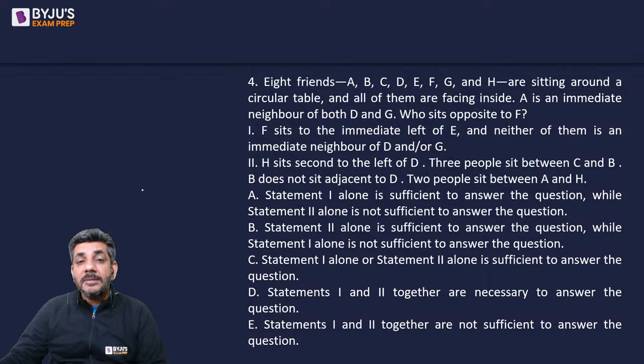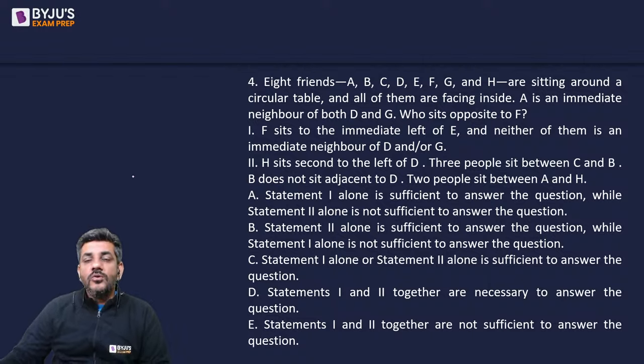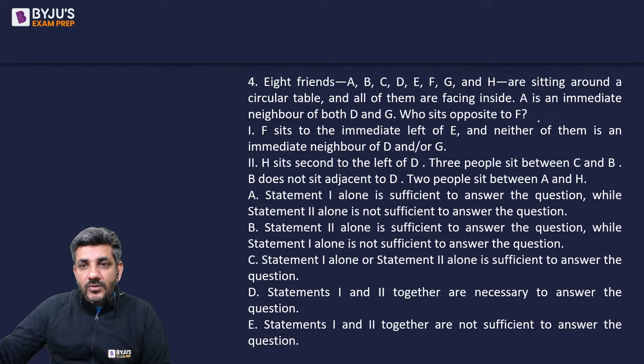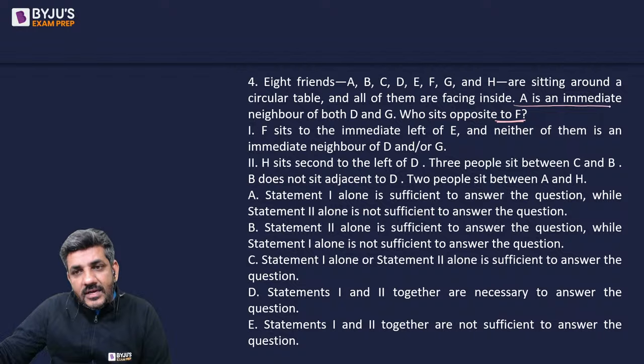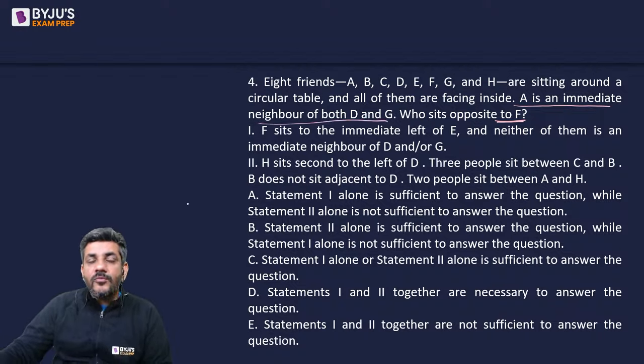What does the question say? A, B, C, D, E, F, G, H are sitting around a circular table and all of them are facing inside. A is an immediate neighbor of both D and G. Who sits opposite to F? So our job is to find out who sits opposite to F. And it is already given that A is an immediate neighbor of both D and G.